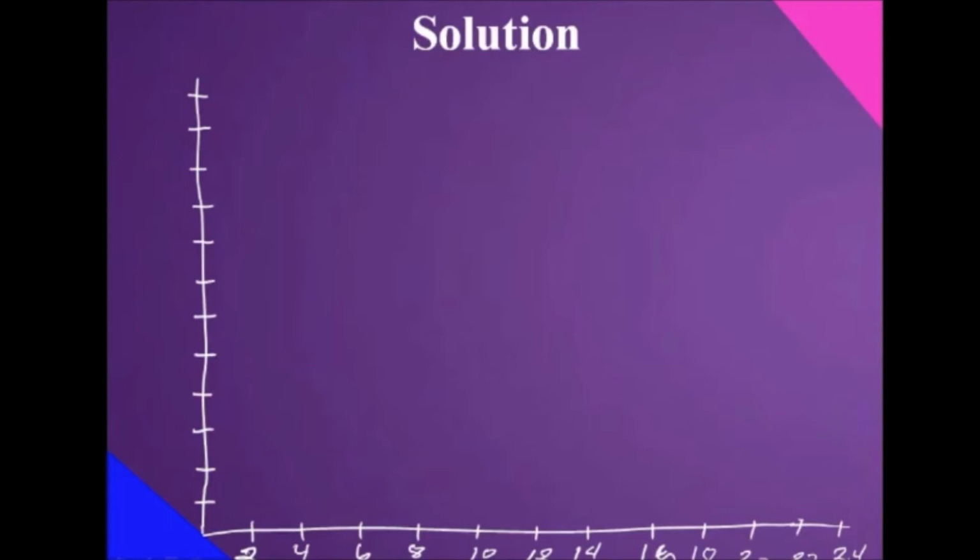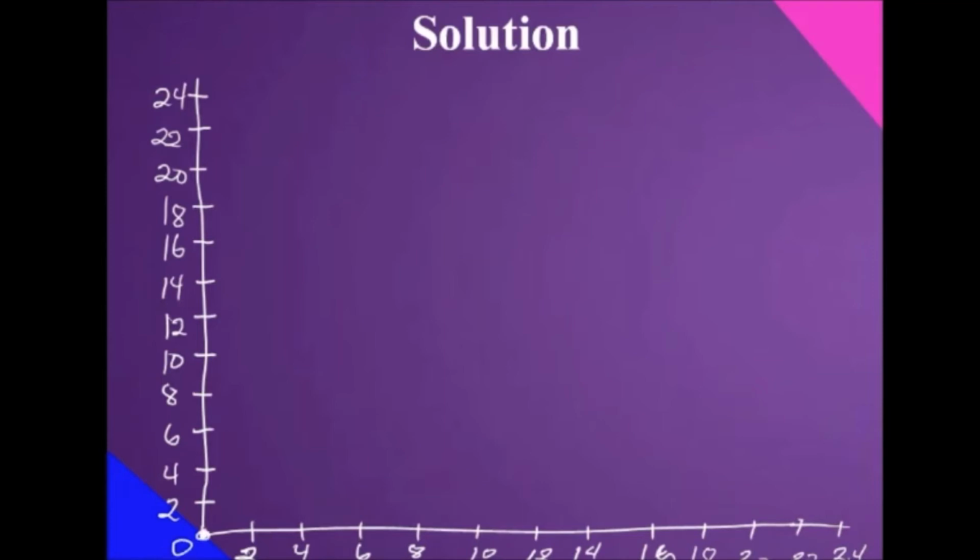Alright. Pasensya na sa sulat, guys, ha? Feeling ko, elementary or kinder ako, nag-aaral magsulat ulit sa PowerPoint. So, let's have 2, 4, 6, 8, 10, 12, 14, 16, 18, 20, 22, and 24. Now, ayan, ang origin natin, lagi naman yan, 0.